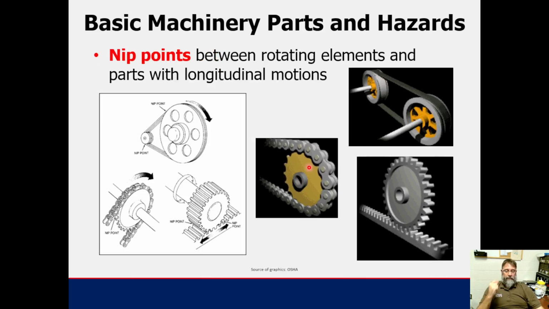Chains and sprockets, belt-driven things. All of our lathes out there are belt-driven. There is a guard covering the belt drive. The mills are also belt-driven, but once again, there's guards covering that as well. Exposed chains, things to that effect. This is a nip point. If you get your finger caught in there, that is a nip point.